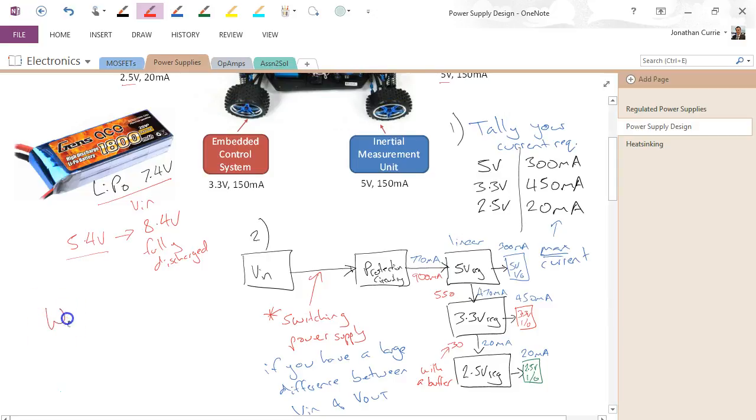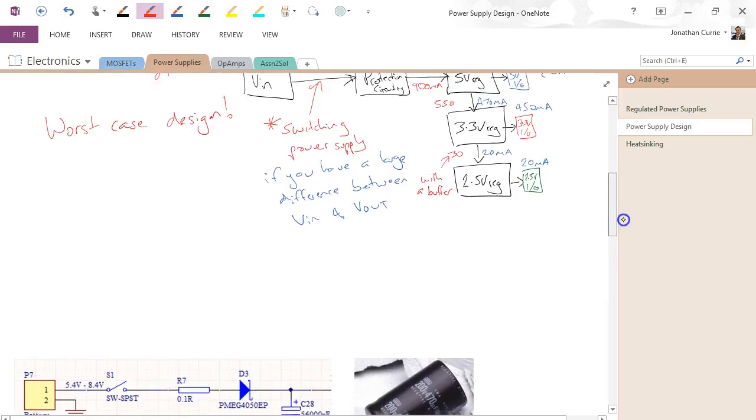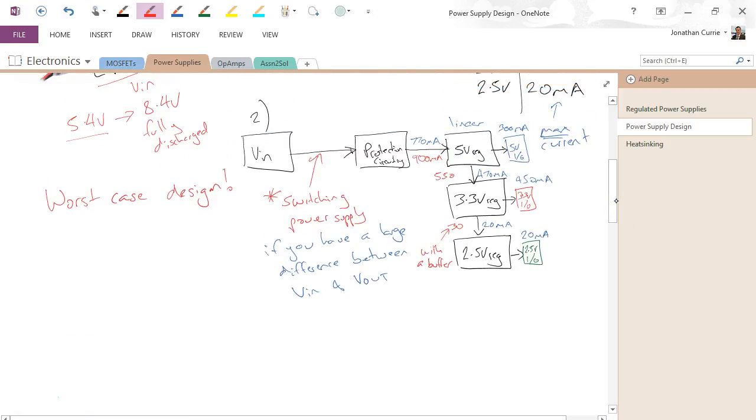Okay, worst case design with power supplies. You're not designing it for when it's operating normally, drawing 100 milliamps. You're designing it when everything's on and everything has to be powered up, and that's what you have to design your power supply for. Alright, so that's basically our power supply now.